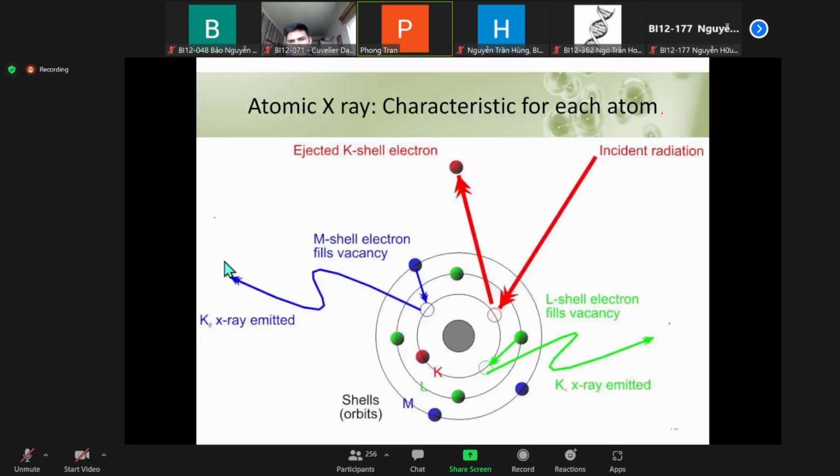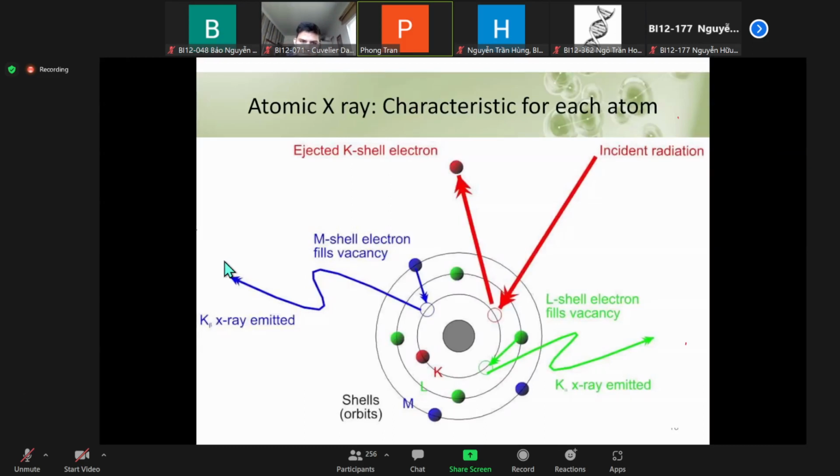Okay, here we go. So you know that for element X, you have the Z number fixed, right? So you have different layers of electrons. The first layer close to the nucleus is called the K layer, the second one the L layer, and the third one the M layer. This is the way people label the different layers of electrons.